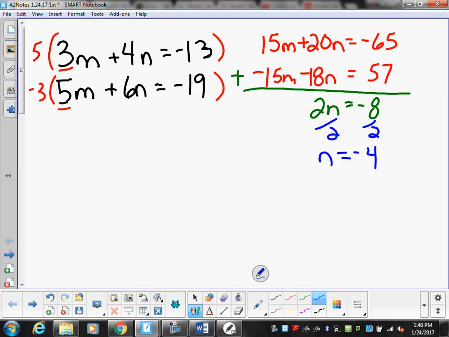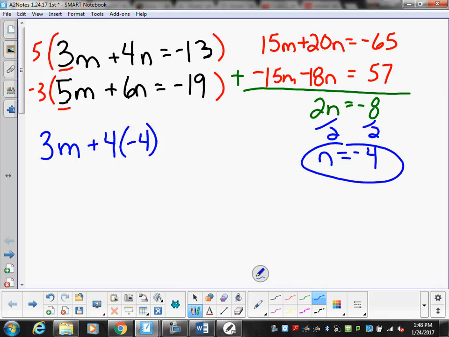So we'll figure out what that is, and to do that, you plug back in. So you're going to take this value for n, which is negative 4, and whichever equation you want, you're going to plug that negative 4 in for n. So we'll do the first one. If you do the second one, it works just as well. So 3m plus 4 times negative 4 equals negative 13. So where n was, I put in the negative 4 that n is equal to.